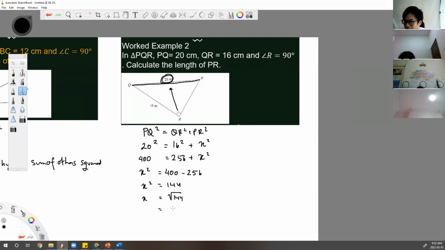I get the number easily, 12. Unit meter, following the question. That's it, using the Pythagoras rule. So the unknown is this, okay, not the hypotenuse.